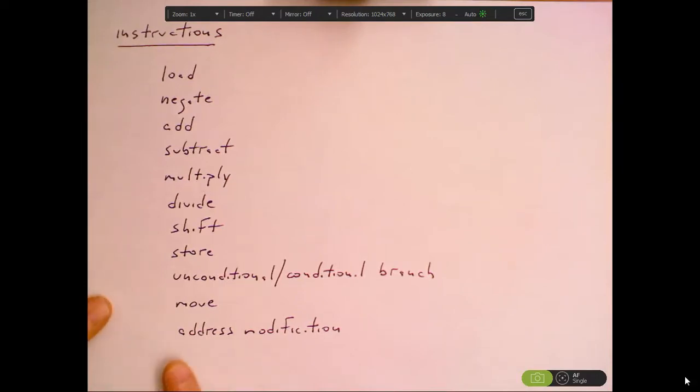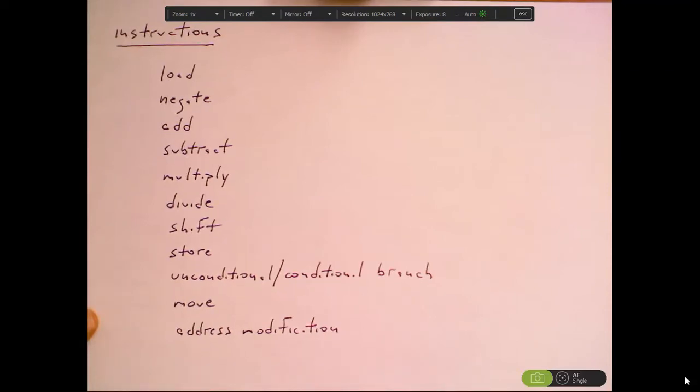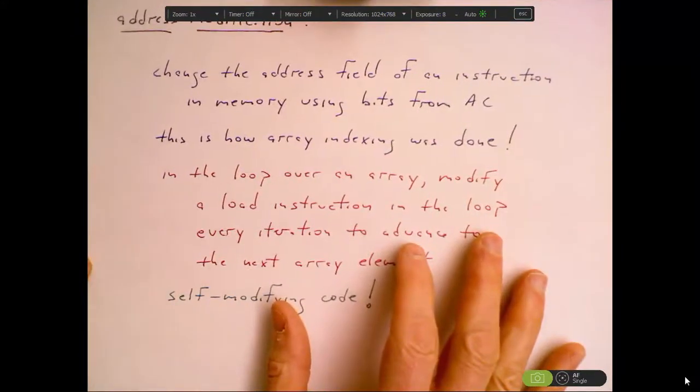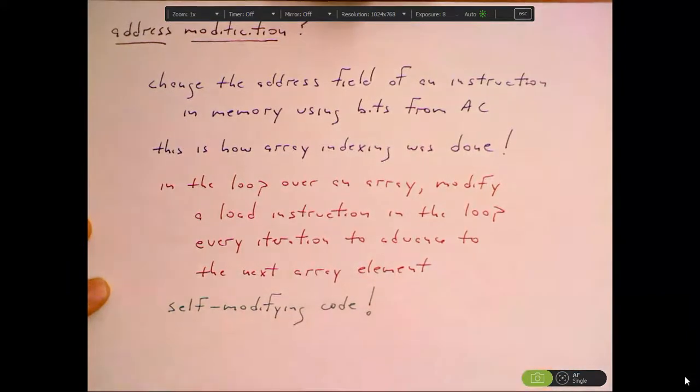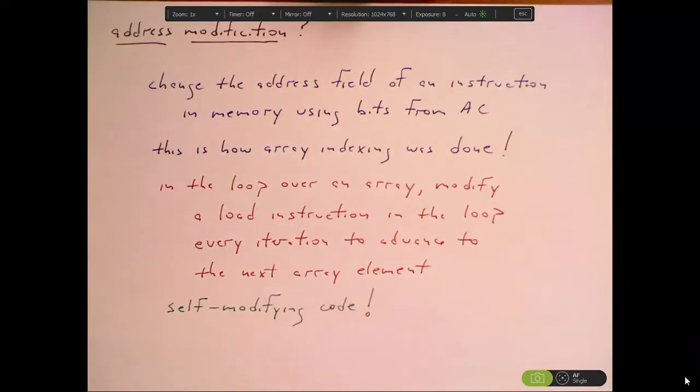And then at the bottom of the list here, I've put the most provocative one. The real reason I like to talk about this machine is it had an address modification instruction. And you're probably sitting out there wondering what the heck is this? Although I may have mentioned this earlier in this semester. This is one of my favorite things to talk about. But this instruction changed the address field of another instruction in memory using bits from the accumulator. Okay, so it explicitly was an instruction to change the bits that were encoding another instruction.